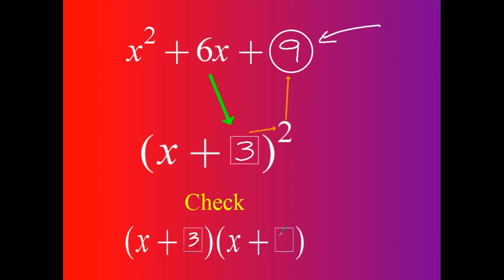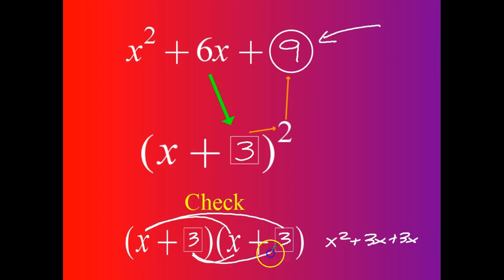We'll plug in 3 on both sides. I'm going to do x times x is x squared, and x times 3 is 3x, and then 3x, and 3 times 3 is 9. So that gives me x squared plus 6x plus 9, so it works. Okay? All right.